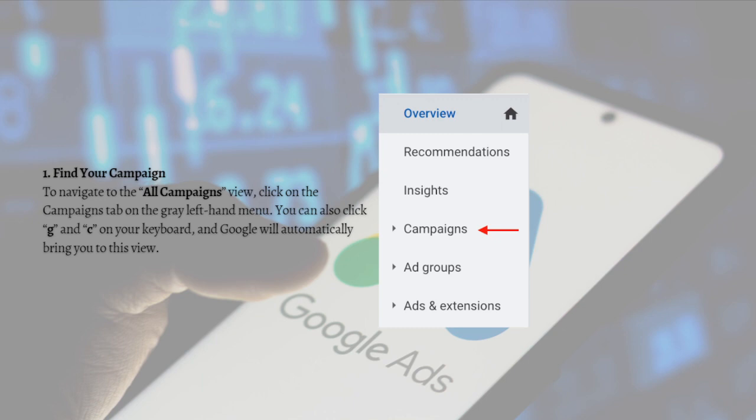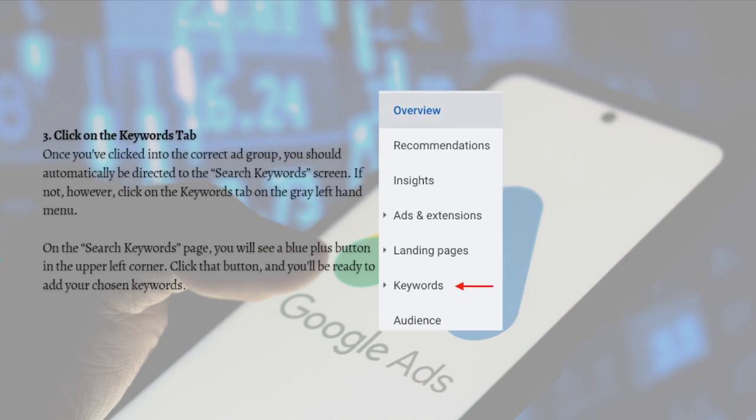However, if you have a large number of campaigns in your account, it may be easier to use the search feature to find the campaign you are looking for. And once you've found your campaign, just simply click on it and move on to the next step. The next step is to click onto the keywords tab, or before that you actually need to navigate to the correct ad group.